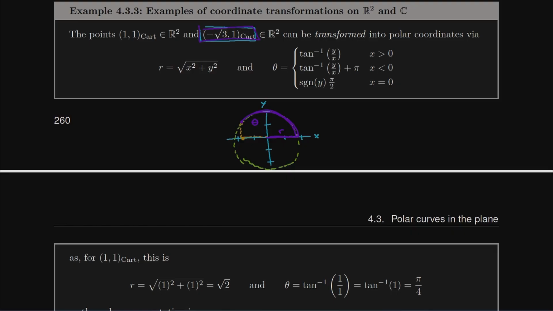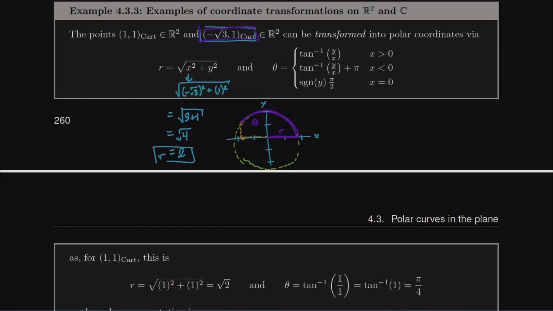We get there basically by plugging those values in here. So I'm going to replace x squared here with negative root 3 squared and y with 1 squared. That's going to give me the square root of 3 plus 1, square root of 4, also known as 2. So it looks like r is going to be 2.